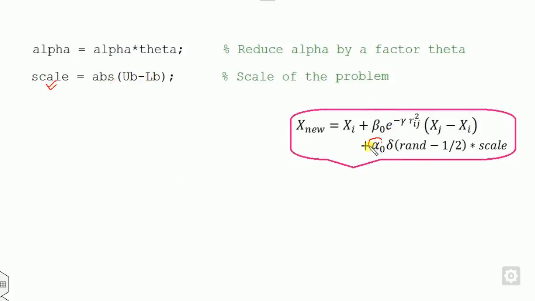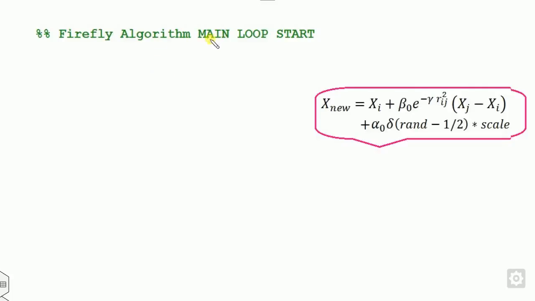Now we will define the scale as absolute value of the upper minus lower, and alpha, this term I call alpha into theta. So that is reduced by this. So now the Firefly algorithm works based on this. So we will start with the Firefly algorithm main loop. So my task is here. So let's start with this one.